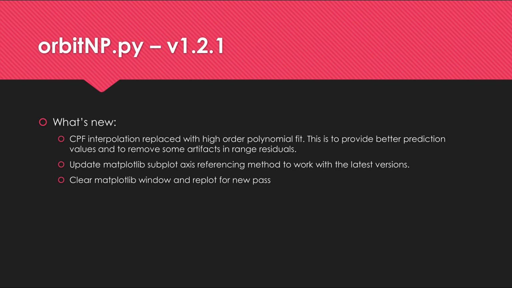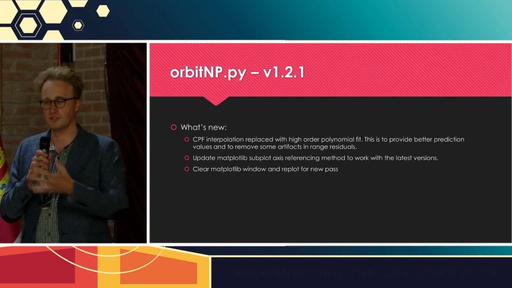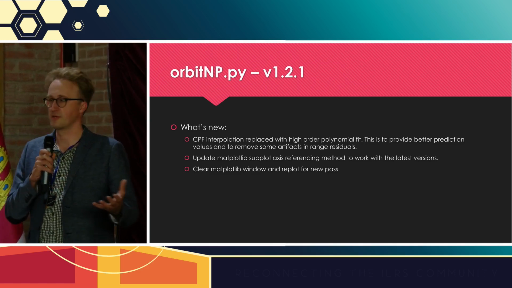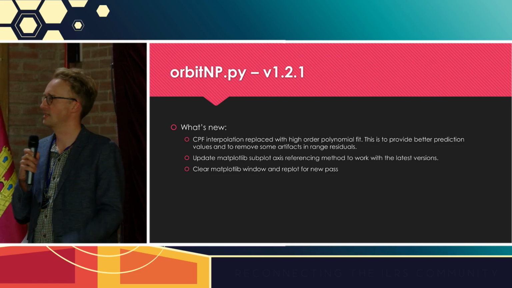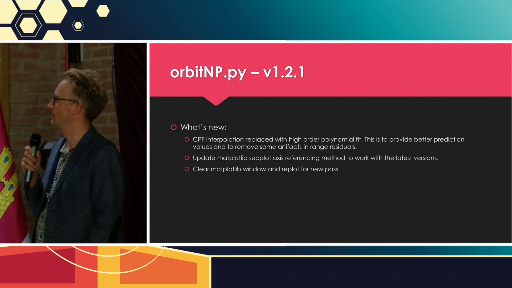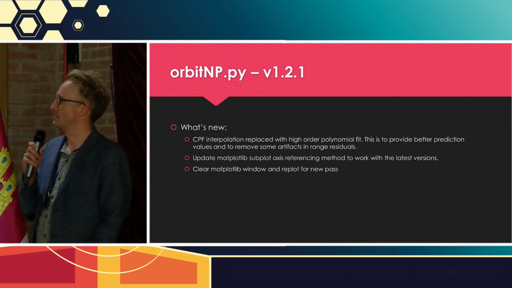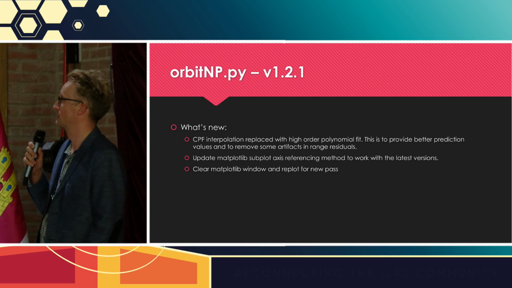the very latest version now includes CPF interpolation being replaced. The way that I import the CPF into the program, I was doing it through a Python interpolation function. And I didn't know what was causing a problem, and I actually spent a very long time trying to fix what I could see in the residuals for particular satellites, particularly the HY2B, 2C. And that only went away when I replaced this interpolation method with a high order polynomial fit, and that got rid of these artifacts.